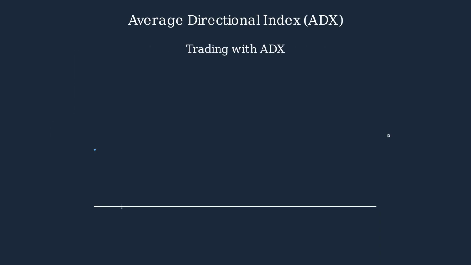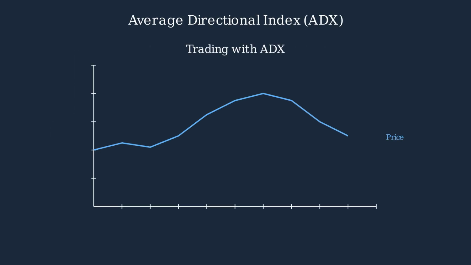Let's look at how traders might use ADX in a practical trading scenario. Here we have a price chart with ADX and the directional indicators below it. Notice how ADX increases as the price trend strengthens. A trader might enter a long position when plus DI crosses above minus DI at 0.3 and ADX is rising above 25, confirming a strong uptrend is developing.